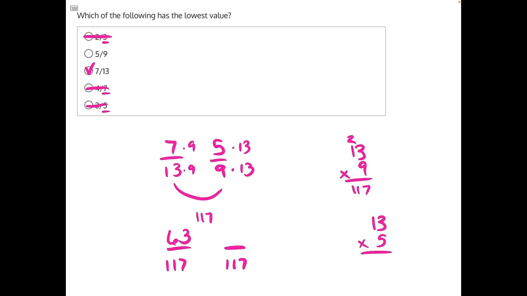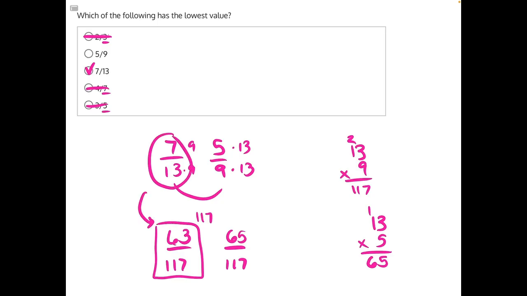5 times 3 is 15, carry the 1. 5 times 1 is 5, plus 1 is 6. So here we can see that 5/9 is a greater fraction, but we're looking for the lowest value, meaning that 63 over 117 is what we are looking for. 7/13, answer choice C.